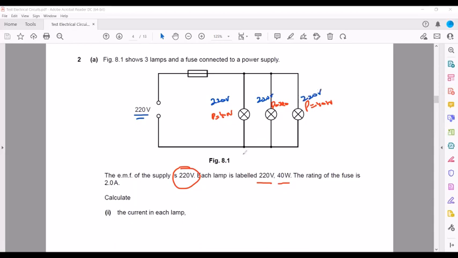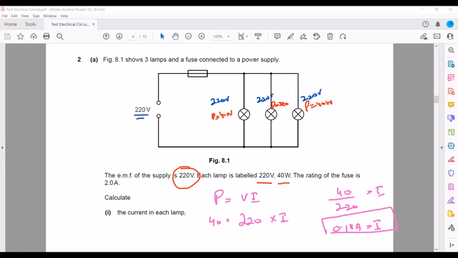Calculate the current in each lamp. The formula which relates current, power, and voltage is power P equals VI. The power of one lamp is 40, the voltage is 220, and the current we don't know. 220 is multiplied on one side, so on the other side it will be divided, so it will be 40 divided by 220, that's equal to 0.18. So the current here is 0.18 ampere.